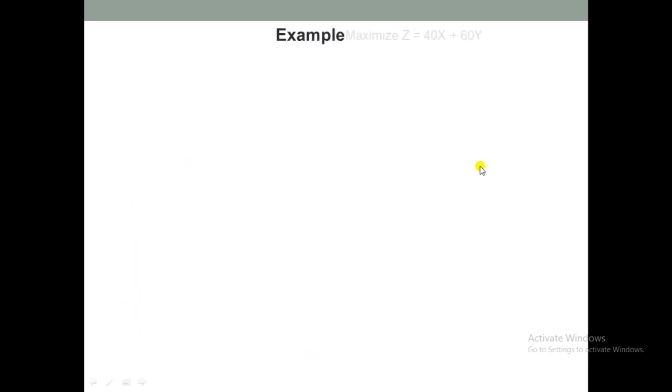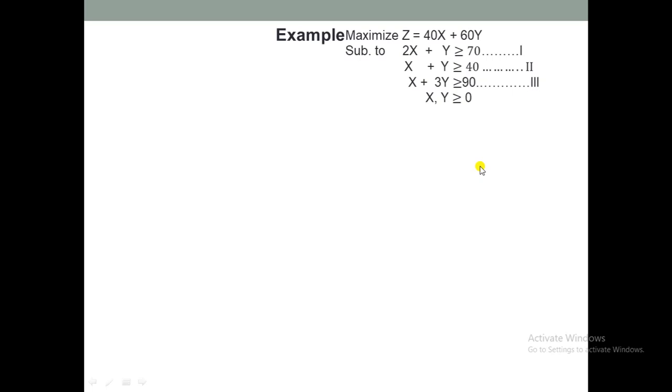Let's see one more problem. Maximize z equal to 40x plus 60y subject to 2x plus y greater than or equal to 70, x plus y greater than or equal to 40, x plus 3y greater than or equal to 90, and the non-negativity constraints x, y greater than or equal to 0.